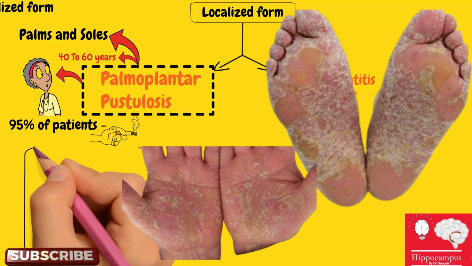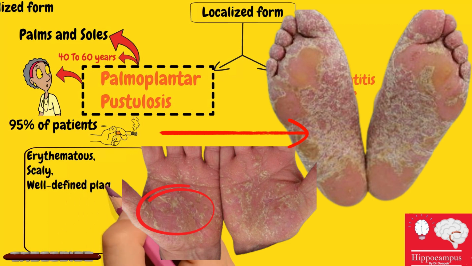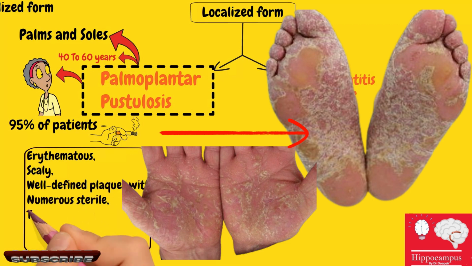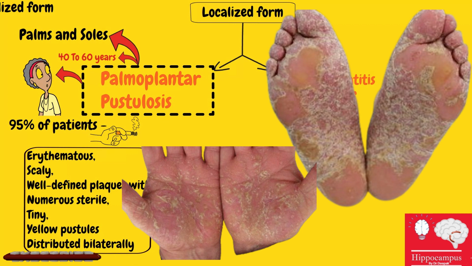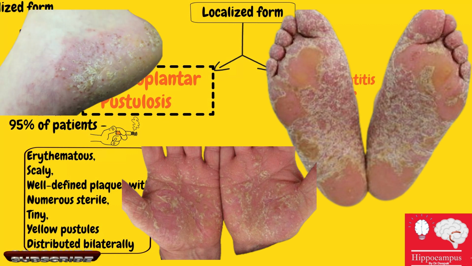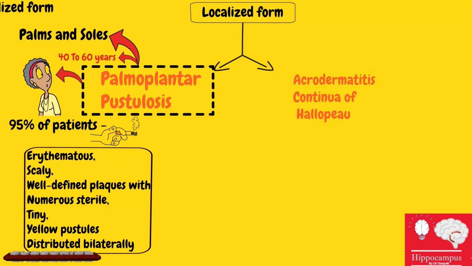This form commonly presents as erythematous, scaly, well-defined plaques with numerous sterile tiny yellow pustules distributed bilaterally symmetrically on the thenar and hypothenar eminence of the palm, sole and sides of heels. The pustule may be tender and evolve to form a dark brown adherent scale and crust.